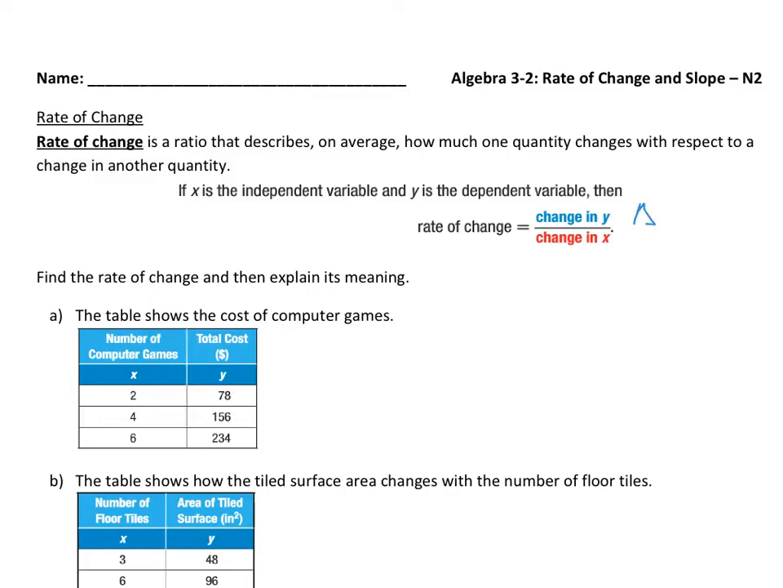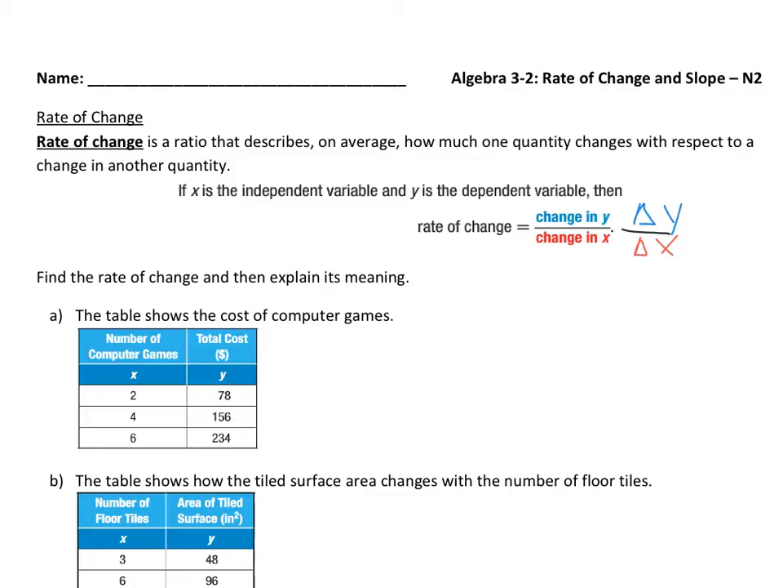And we can use the delta symbol here to represent our change. So change in y over change in x. That represents the rate of change. So we need to find what the y values change by, what the x values change by, and then divide them. So let's take a look at the first example, letter A.